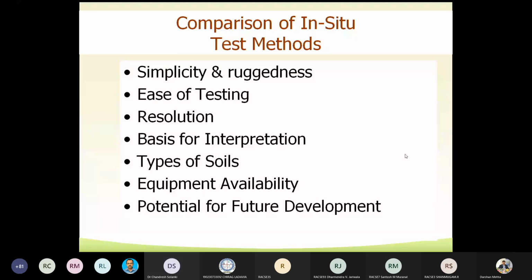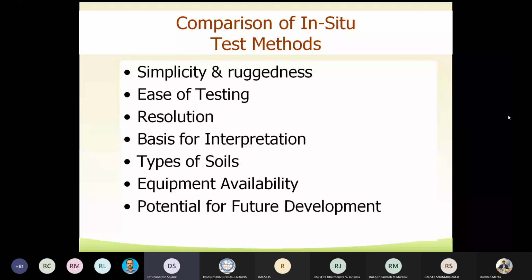You may compare the different tests at this point in terms of simplicity, ease of testing, resolution, basis for interpretation, types of soils, equipment availability, and potential for future development. You need to keep these points in mind, and accordingly you may decide which field test you will go for and which one is beneficial to you. Accordingly, you can take decisions based on these points mentioned here.